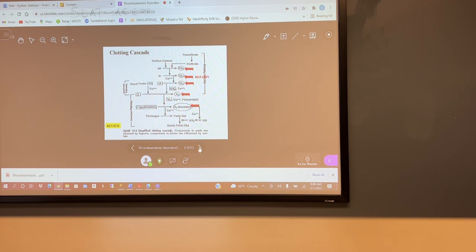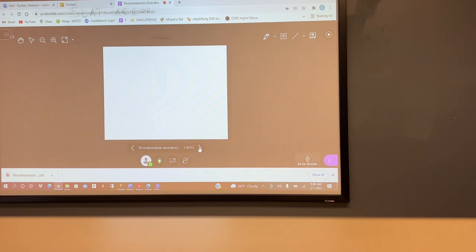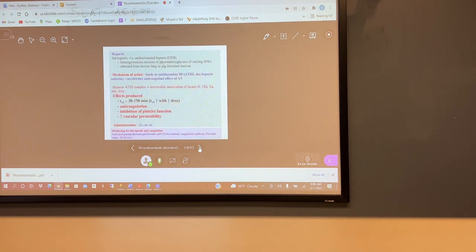And any heparin for that matter, whether it's a low molecular weight or a standard heparin, we do that. So let's start with heparin. The standard heparin is an unfractionated heparin. This is a big size molecule, and Dr. Chelly actually mentioned that to you tomorrow. It's a heterogeneous mixture of glycosaminoglycans that have varying molecular weights. It can be obtained from bovine lung or from pig intestinal mucosa.